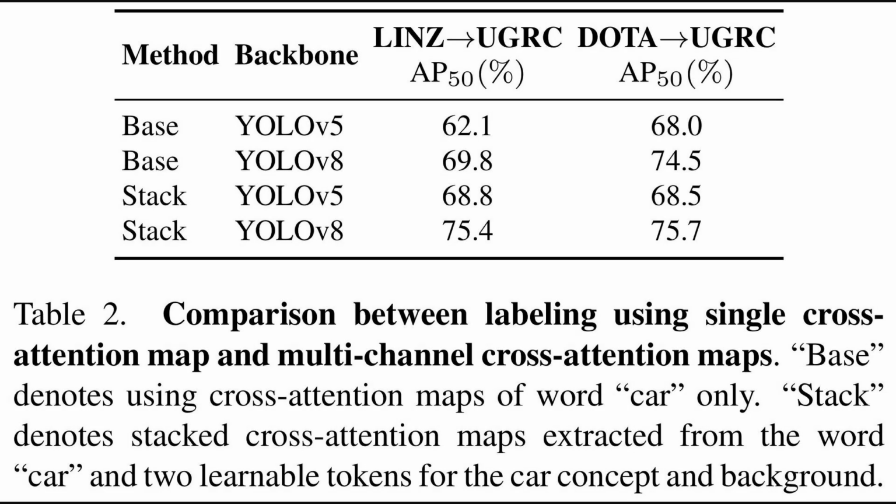This next table then digs into why their approach is so effective. It's an ablation study, which means it tests a specific part of the system. Here, they compare using a single cross-attention map, the base method, against using their multi-channel stack method. This stacked approach combines the map for the word car with maps from two special, learnable tokens. These are like custom words the model creates to better understand the car concept and the background. The results are stark. Stacking the maps improves accuracy significantly, boosting the score by over 5% in some cases.